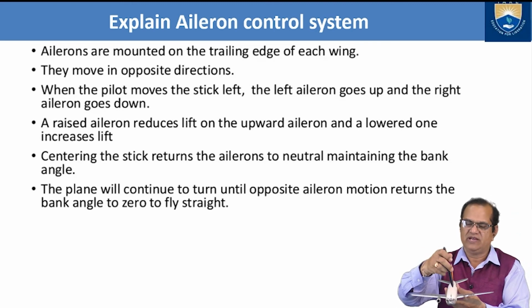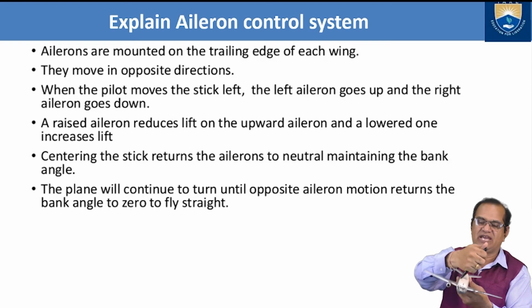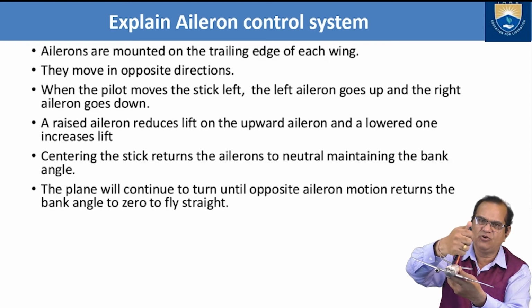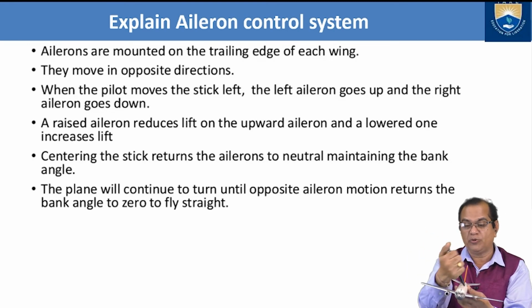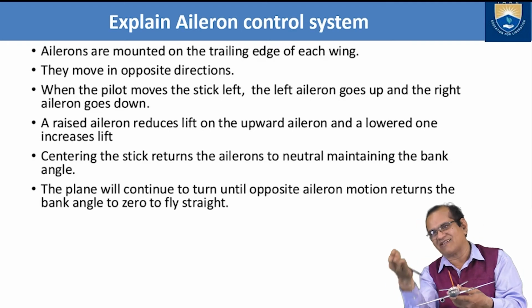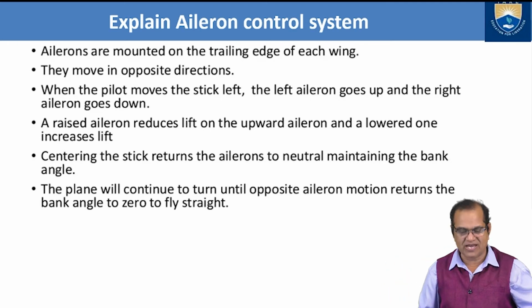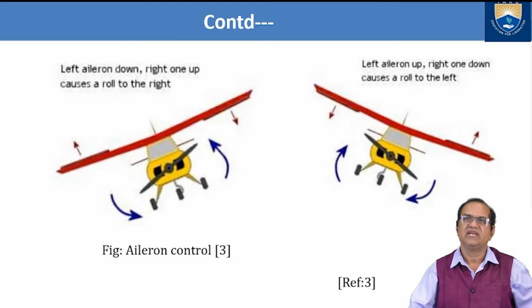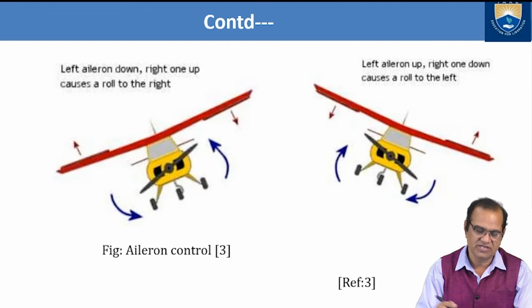Just you see, if you are banking, putting the stick like this, the aircraft banks and it will continue banking like this. If you want to come back again, you have to put the other side, like this, then it will come like this and then it will be maintained. So in this way, ailerons are working. This diagram is shown here again for further explanation.